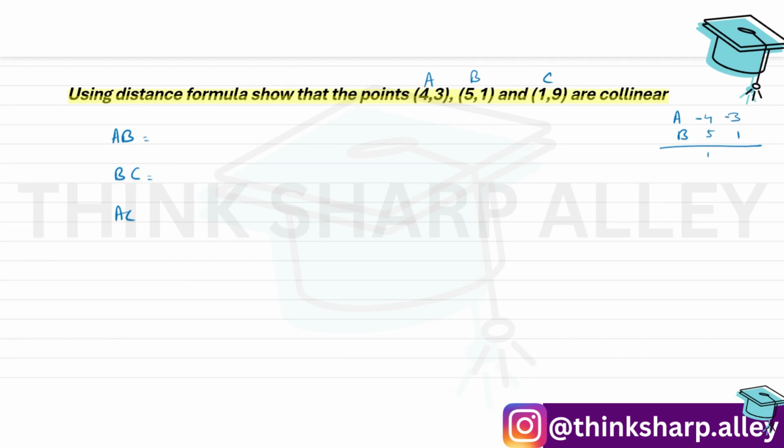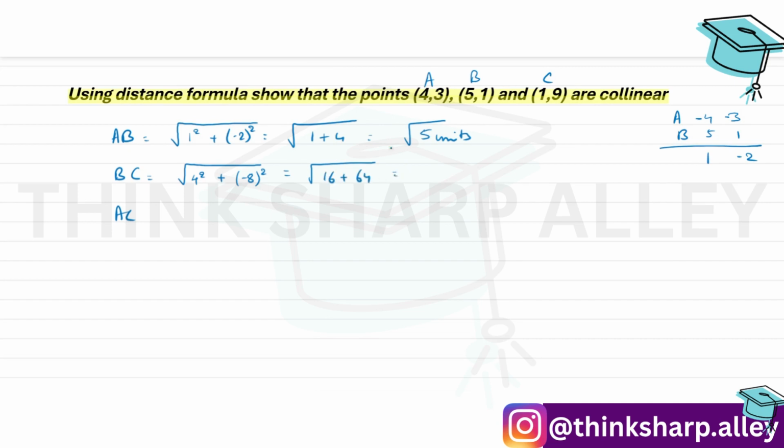So 5 minus 4, we have 1. 1 minus 3, we have minus 2. So here we write square root of 1 square plus (minus 2) square. So which is 1 plus 4, and that is just root 5 units. Similarly, we'll find out the distance between B and C, which is equal to 16 plus 64, and that is equal to 80.